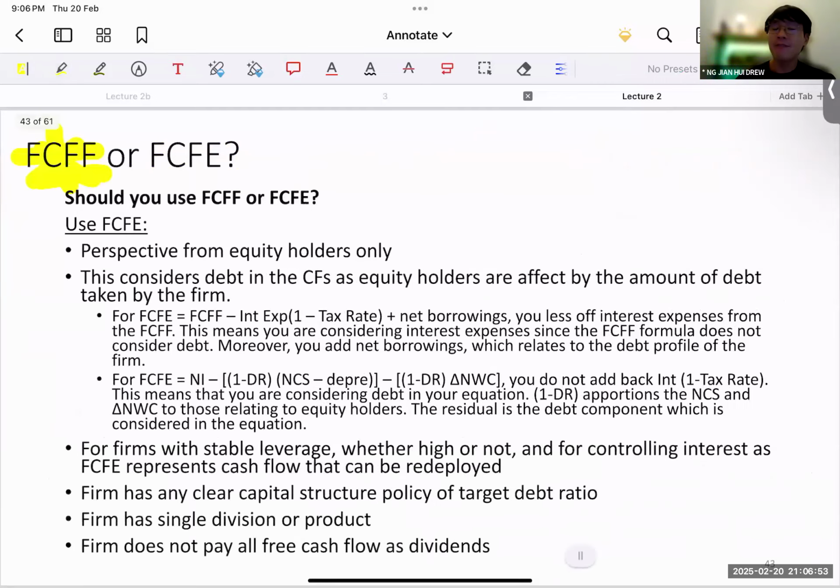Now, on the FCFE, the layman's term is that you're just looking at an equity perspective, the equity holder, meaning the shareholder perspective. For a shareholder perspective, you need to consider the deduction of interest from your cash flow, right? Because you have to remove this already before you can consider what is the cash flow left for equity holders, right? And because of this, there are some explanations here, which we have gone through in a bit of detail in lecture 2.